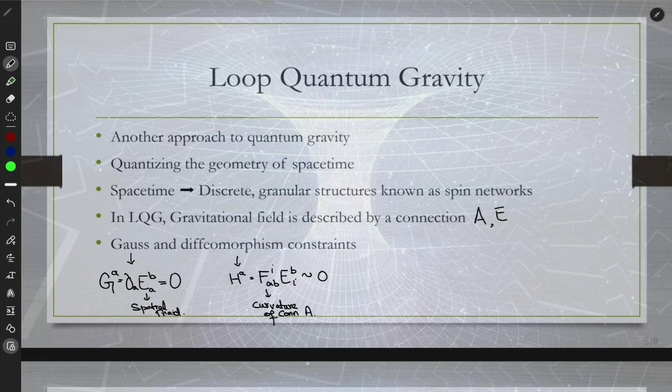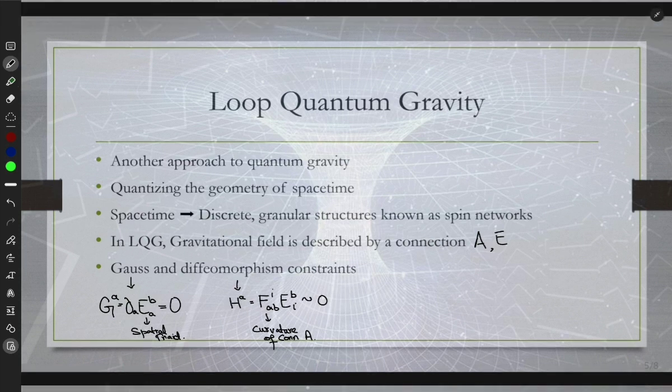All right. Now, these constraints basically generate the dynamics of the theory, right? And they ensure that the theory is background independent. So it does not depend on the background that we are using for the theory. It is completely background independent.